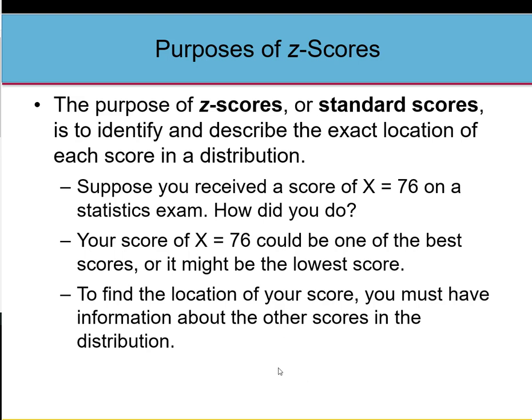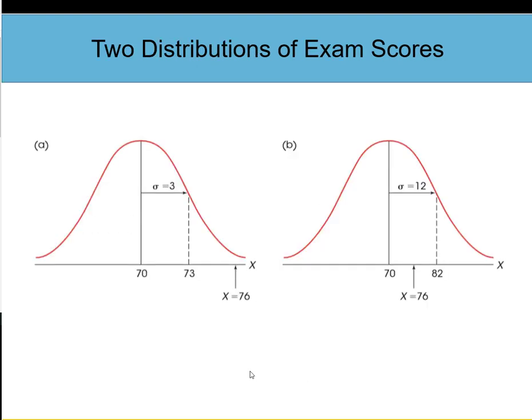So why do we use these? The purpose of z-scores or standard scores is to identify and describe the exact location of each score in a distribution. So suppose you received a score of 76 on a statistics exam. How did you do? Your score of 76 could be one of the best scores, or it could be one of the lowest scores. To find the location of your score, you have to transform it. You have to have other information about the other scores in the distribution, and we could transform it to a z-score.